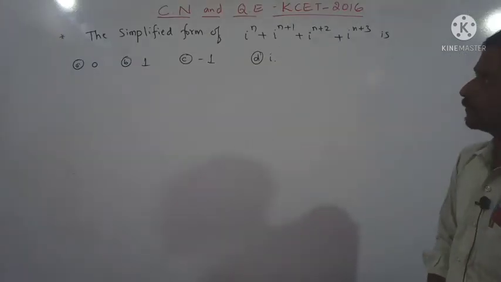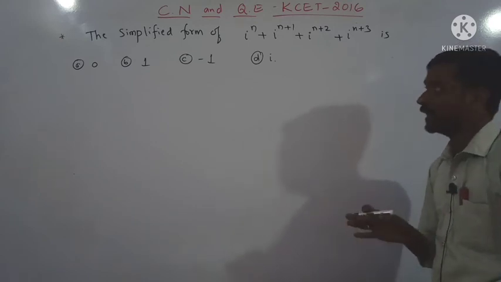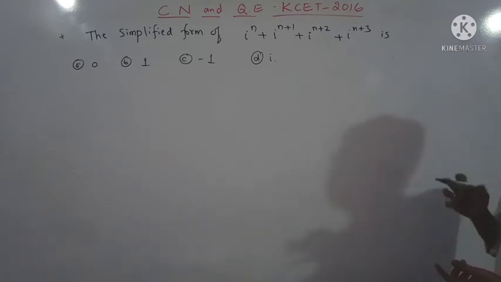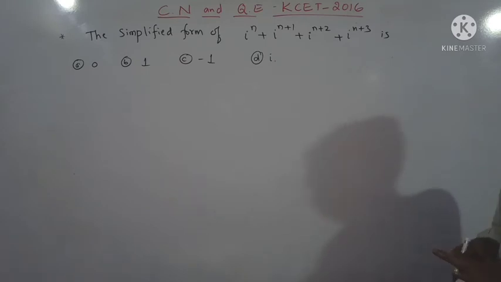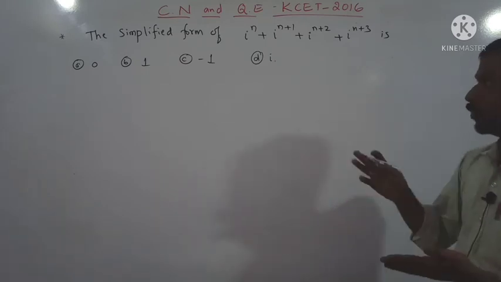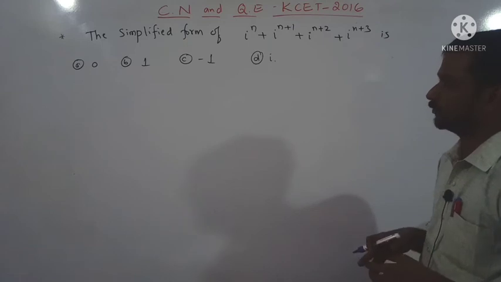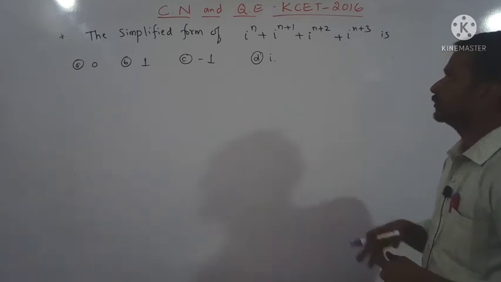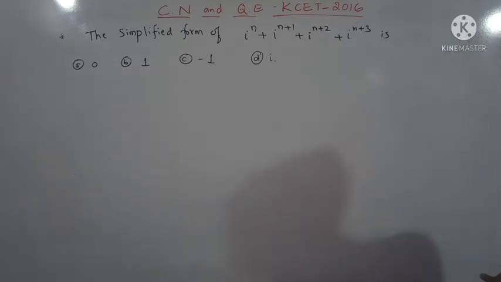The next question is: the simplified form of i to the power of n plus i to the power of n plus 1 plus i to the power of n plus 2 plus i to the power of n plus 3 is. The first option is 0, 1, minus 1 and i. These are the 4 options. With this question, we should know some important results.